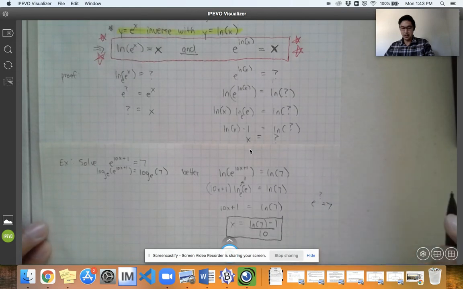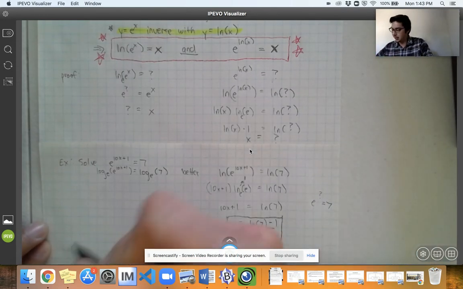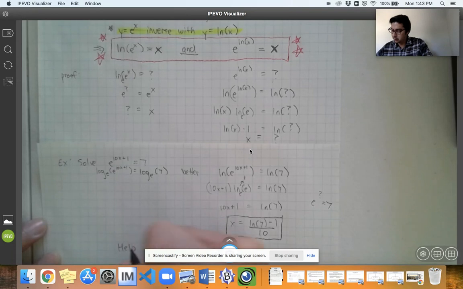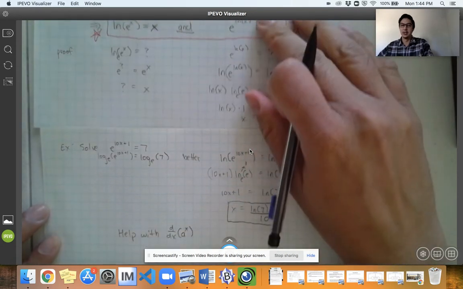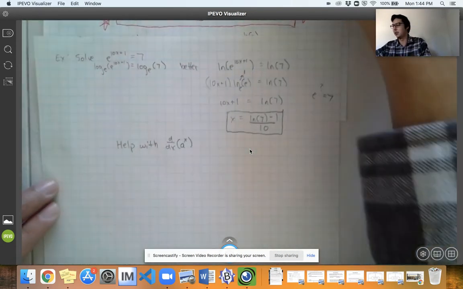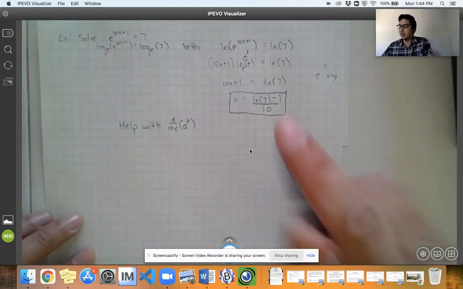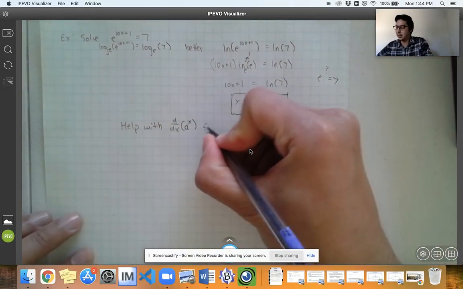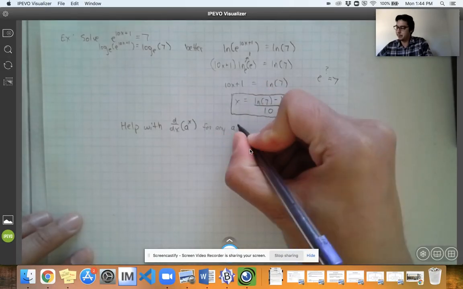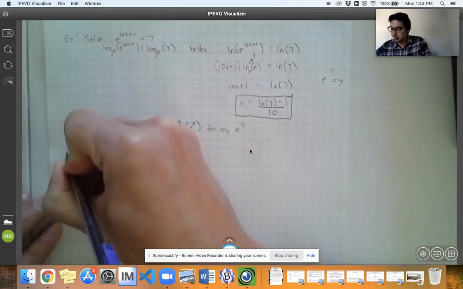Okay. Now, this leads us to the idea, how does this help with the derivative of a to the x for any generic a? Because all I've basically said so far is the inverse of e to the x. How does this help with a to the x for any a? Okay. So let's look at this through an example.